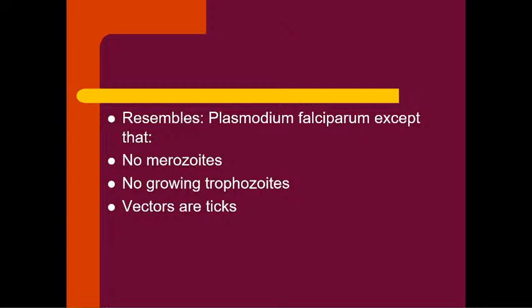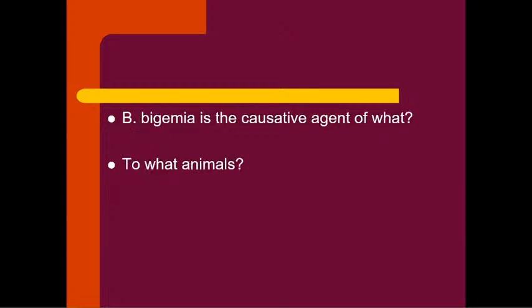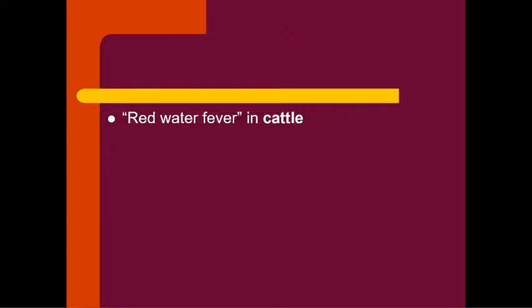Now, we also have what you call Babesia bigemina. Babesia bigemina is a new one, I suppose. I'm not familiar with this one when I was a student, but after I took the ACP, I just got informed about this particular organism. It is known as red water fever because it's a parasite that causes a disease in cattle.